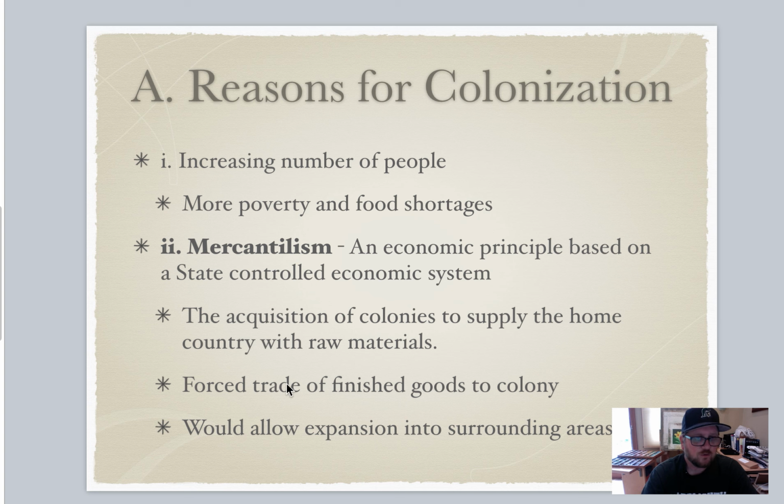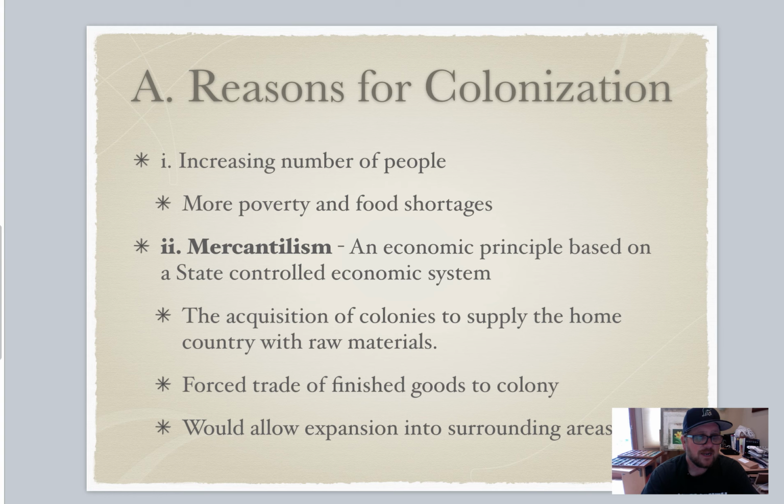So it's going to be a forced trade to finished goods to the colony. And the way they would do that to make sure that these goods would only flow in one direction is that the English will eventually create these Navigation Acts, these laws that would forbid English colonies from trading with any other country or trying to create those same goods in the American colonies themselves.